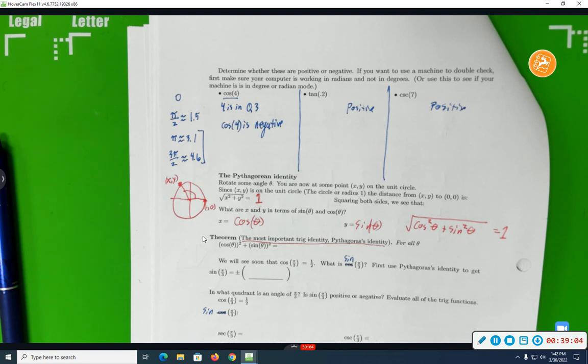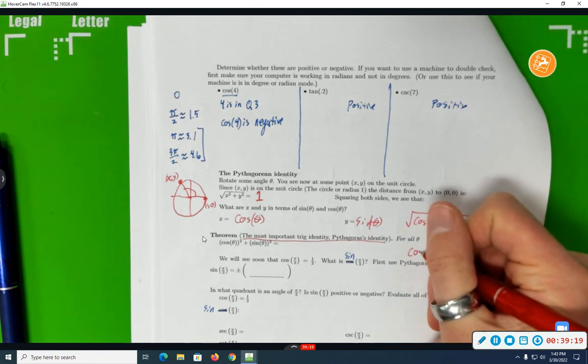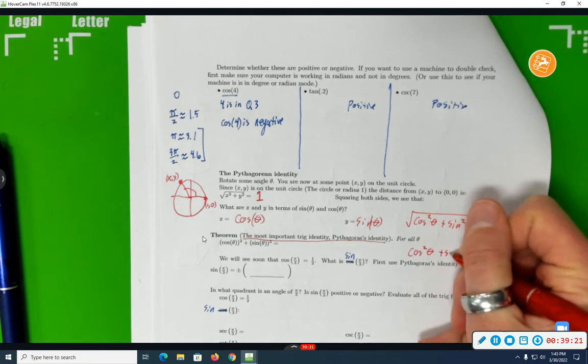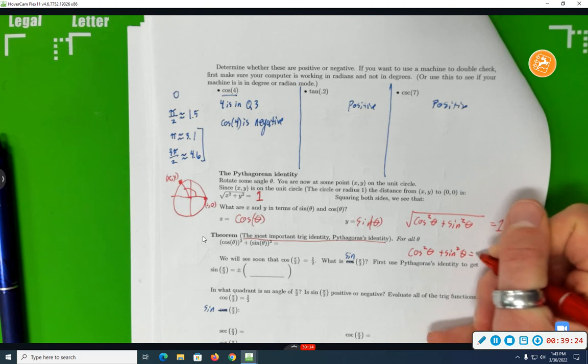All right, so there's a fact, and let's simplify it a little bit. What's 1 squared? 1. So if I square both sides of this, do I get something simpler looking? Yeah. Here's the Pythagorean identity. It tells you that for absolutely every angle theta, cosine squared of theta plus sine squared of theta is always equal to 1.